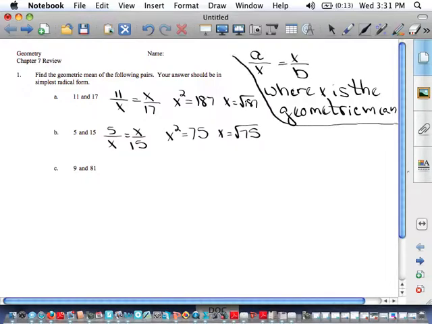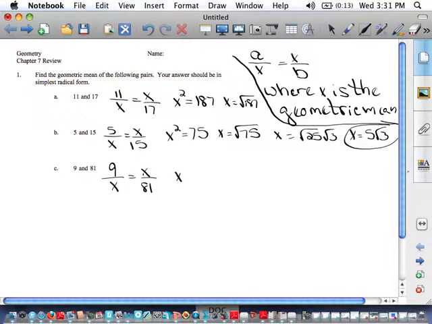So X equals the square root of 75. Now you want to put that in simplest radical form. So you want to break 75 down into a perfect square and a non-perfect square. So that would be the square root of 25 times the square root of 3. So therefore X is equal to 5 root 3. That is simplest radical form, and that's how you should write your answers. C then is 9 is to X as X is to 81.